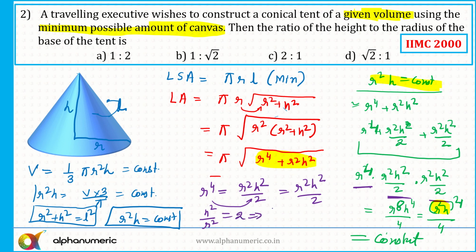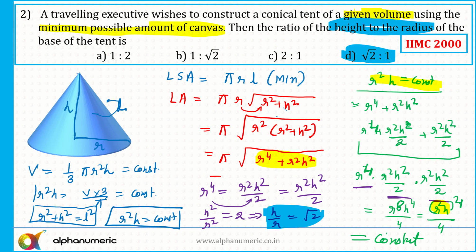So this implies that the value of h by r must be equal to root 2. Okay, so if it is equal to root 2, then I can say h by r is equal to root 2. And the question was the ratio of height to radius such that we need the minimum possible amount of canvas. So the ratio of height to radius is nothing but root 2 is to 1. So the correct answer for this question is option D, which is root 2 is to 1. I hope that this question is clear to all of you.